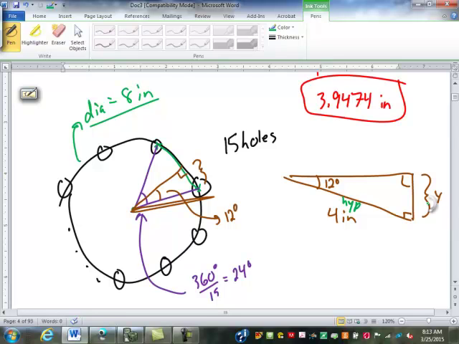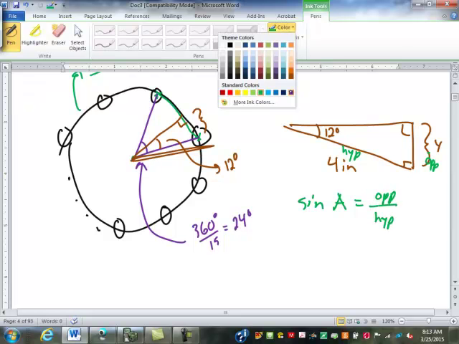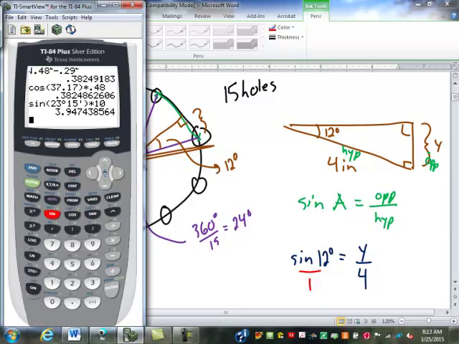To find y, we have, well, this is the hypotenuse. This is which leg? Opposite. Which implies what trig function? Sine. So sine of an angle is opposite over hypotenuse. Do we know the angle? Yes, 12 degrees. Opposite is y, that's what we're looking for. Hypotenuse is 4. Put this over 1, it's just going to be sine of 12 times 4.